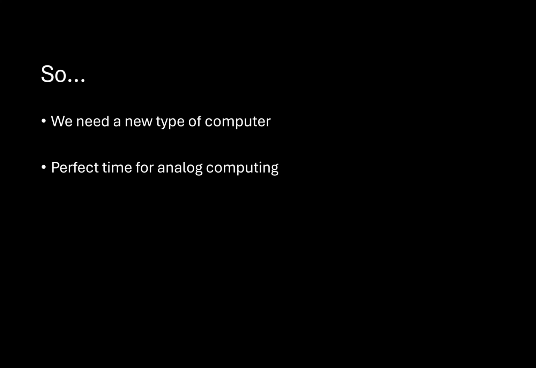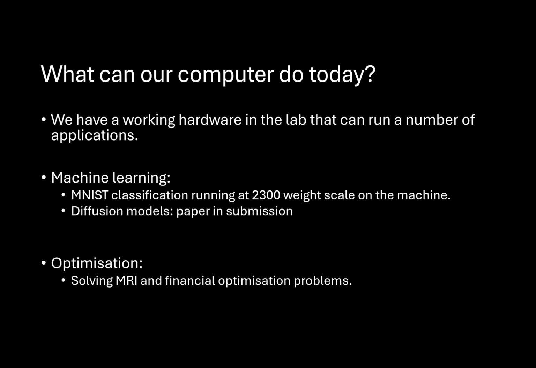You can build an analog computer that can do a particular job very well, and that's what our computer is like. So before I talk about the design, I'll just summarize where we are today on the project and with our work. We have working hardware in the lab that can run a number of different applications. The two I'll talk about today are a machine learning application. We can do classification, and we have a demonstration that I'll show you, where we can classify handwritten digits, trained on the MNIST data set.